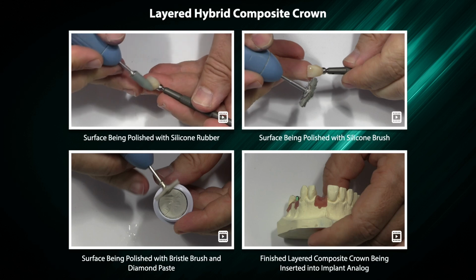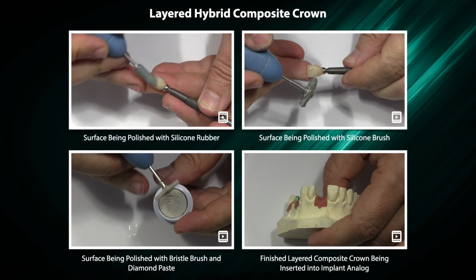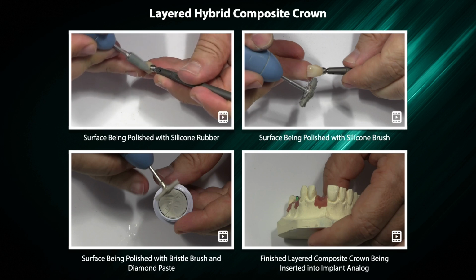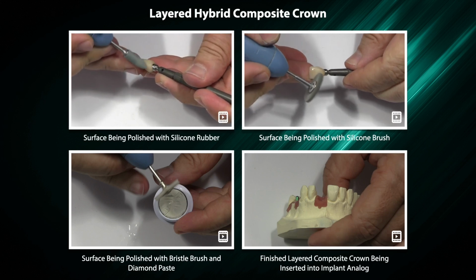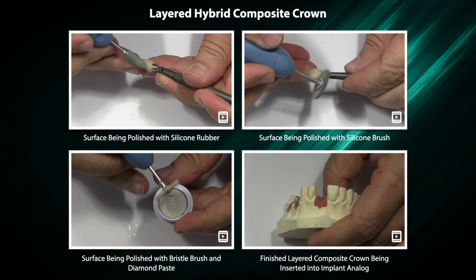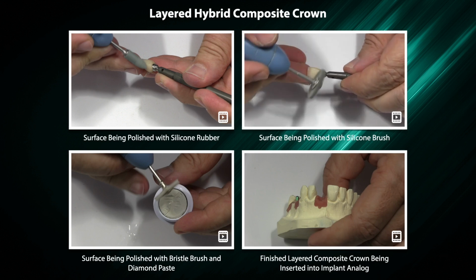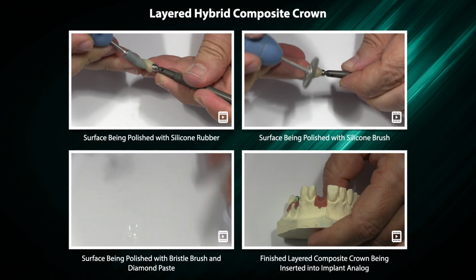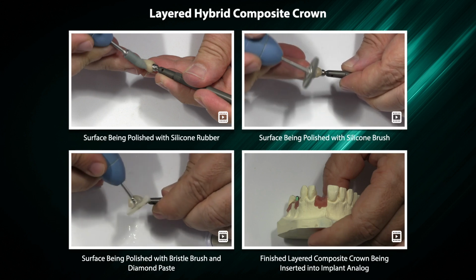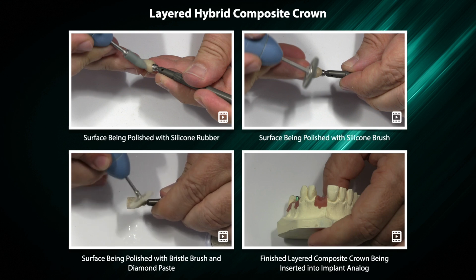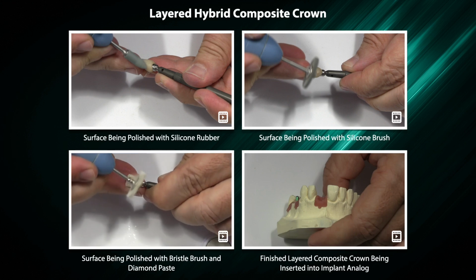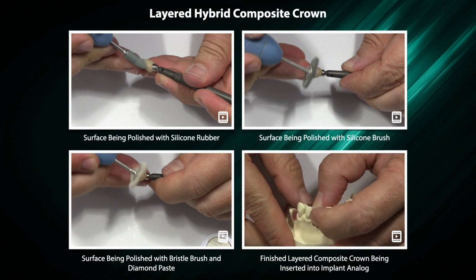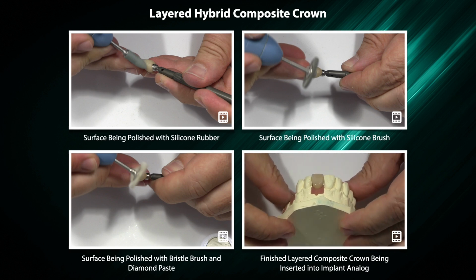Surface being polished with silicone rubber. Surface being polished with silicone brush. Surface being polished with bristle brush and diamond paste. Finished layered composite crown being inserted into implant analog.